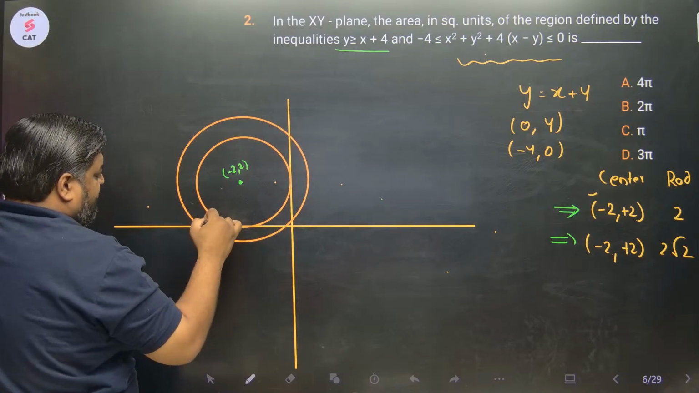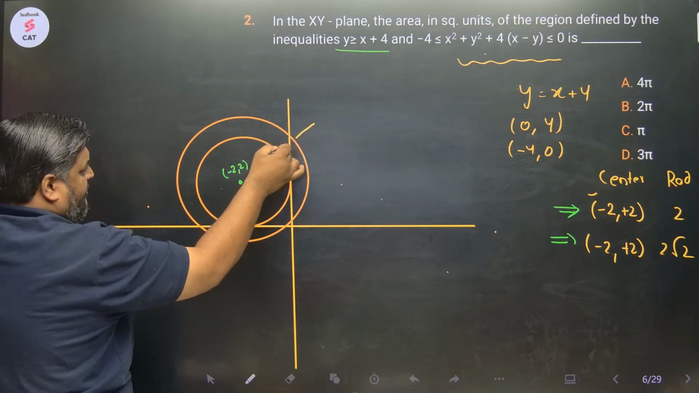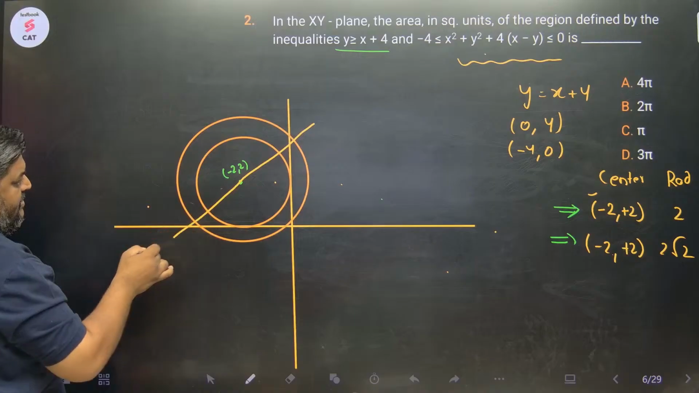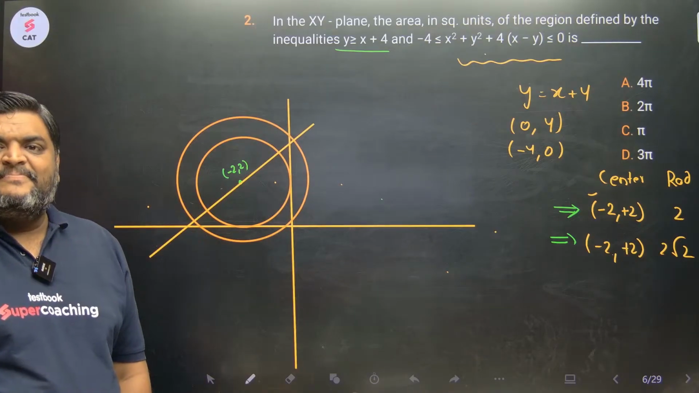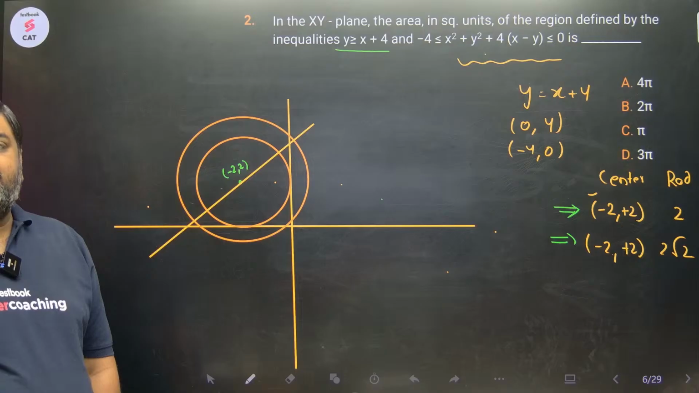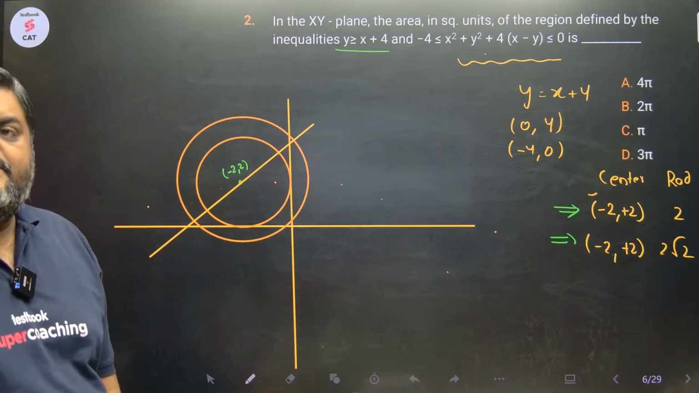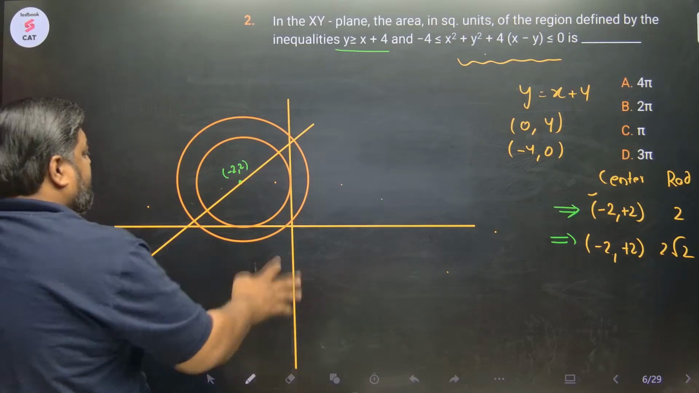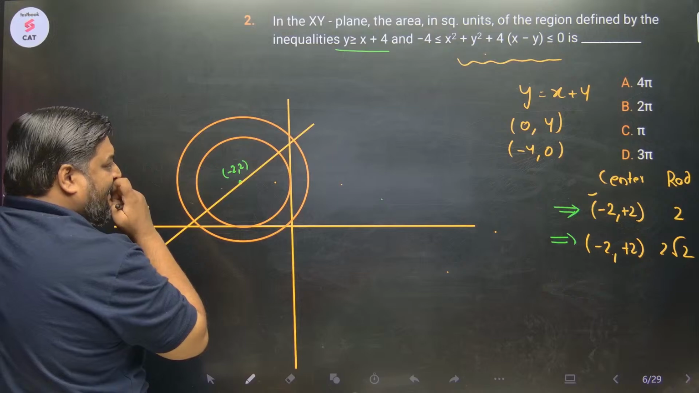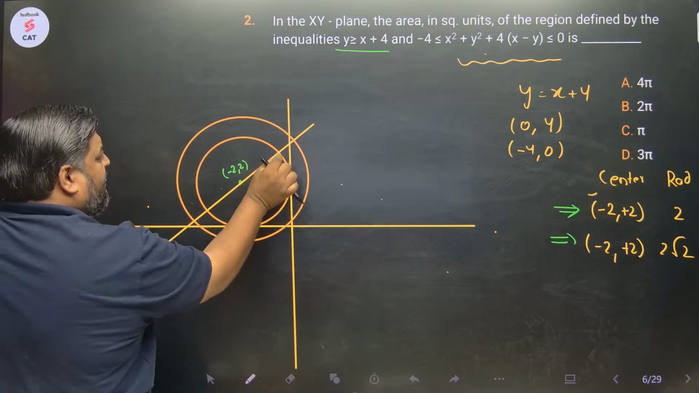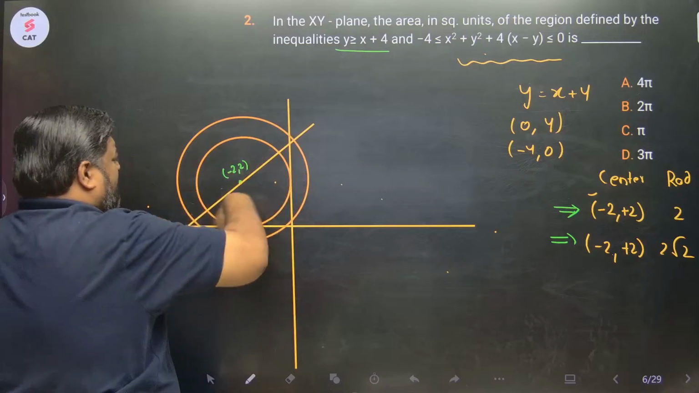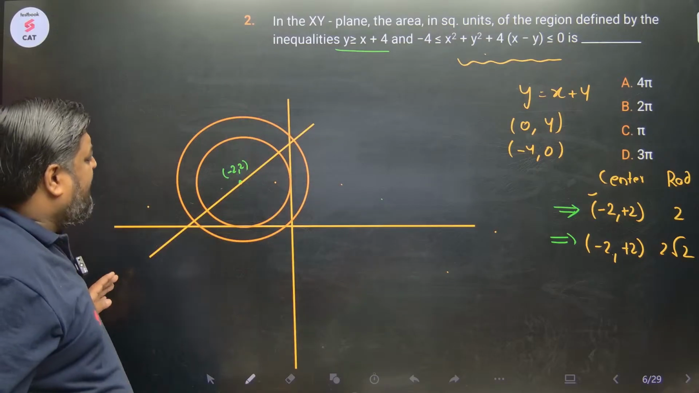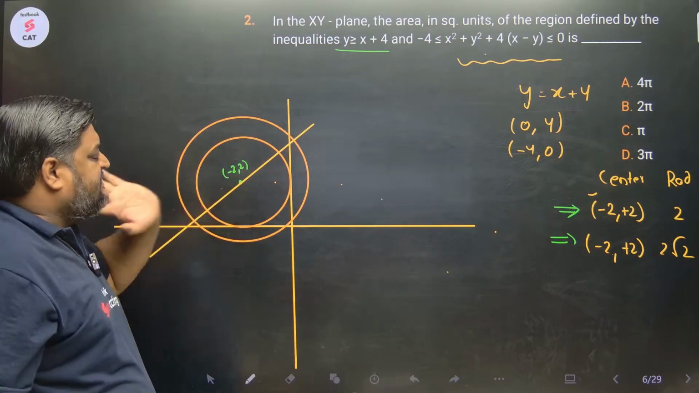This line would be something like this, right? Ignore that the x coordinate is coming in between. Forget this, because the diagram is not accurate, but this line would be something like this. The line would be passing through the center.